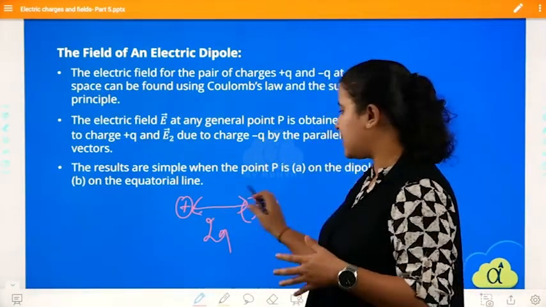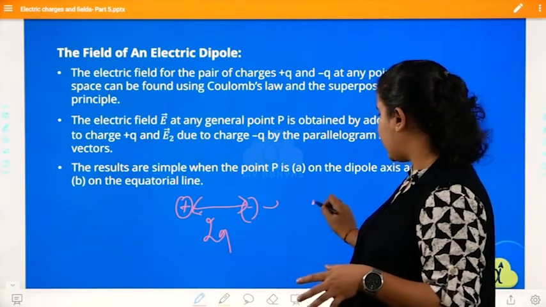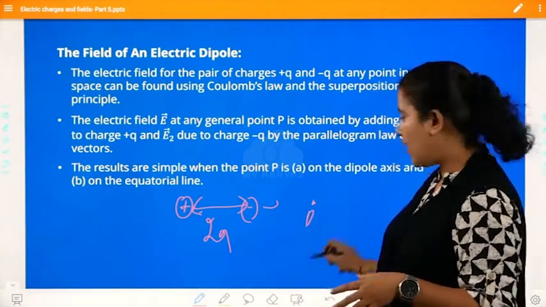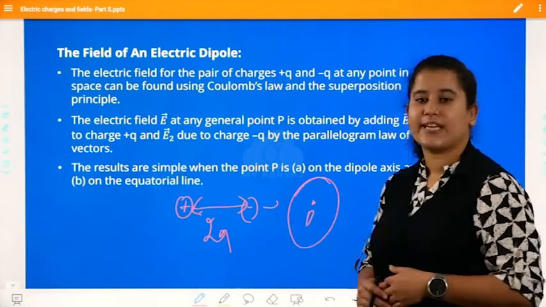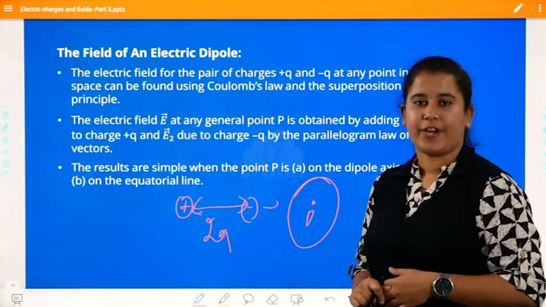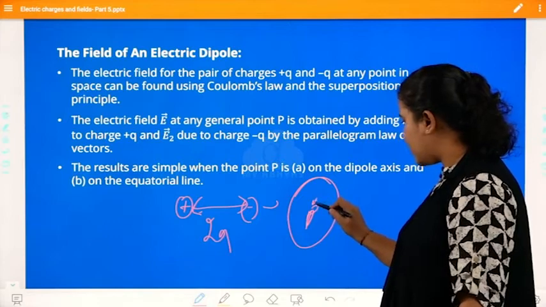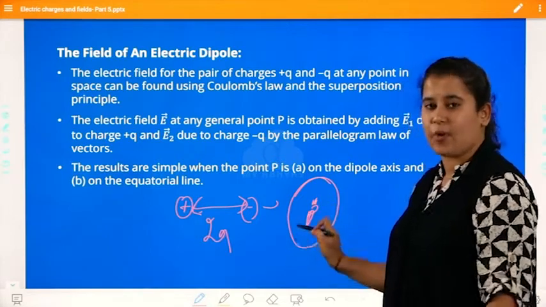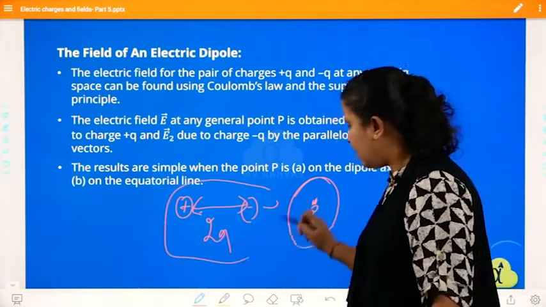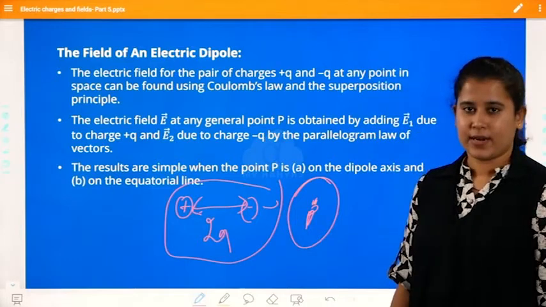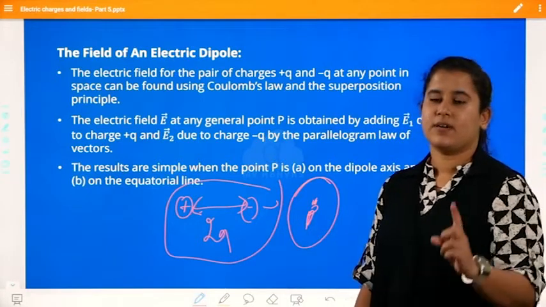So here plus and minus I have, and here I have a point P. Now I have to find the electric field intensity at point P. What will be the strength of the field near point P due to this dipole? I have to find that out. Clear? So this is my first goal.